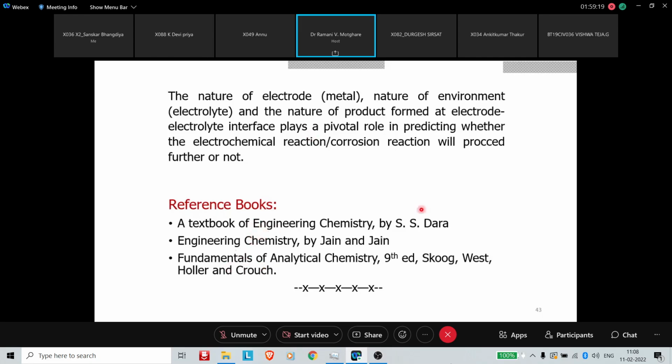With this, the electrochemistry part gets over. In the next class, we will start with corrosion.